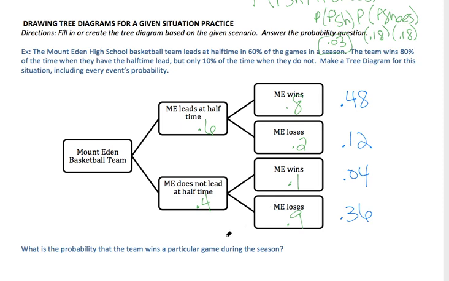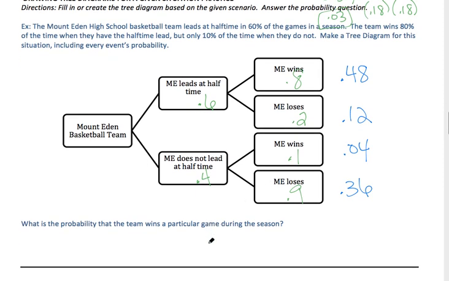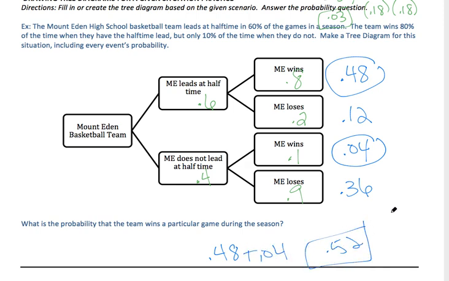So now we can answer the question very easily. What is the probability that the team wins a particular game during the season? Well, winning occurs here, and winning occurs here. They win either when they lead at halftime and then they win, or when they are not leading at halftime and then they win. 0.48 plus 0.04, so 0.52 is the answer to that probability.